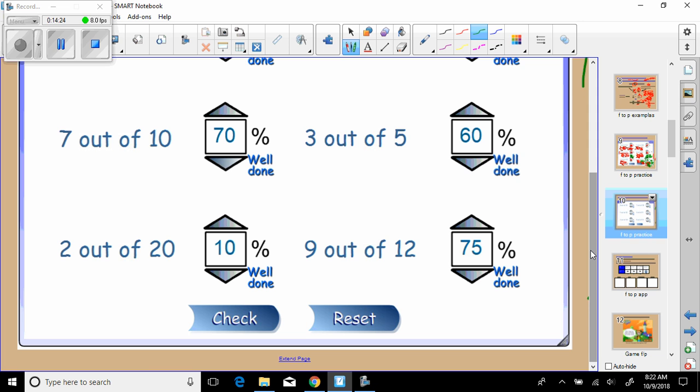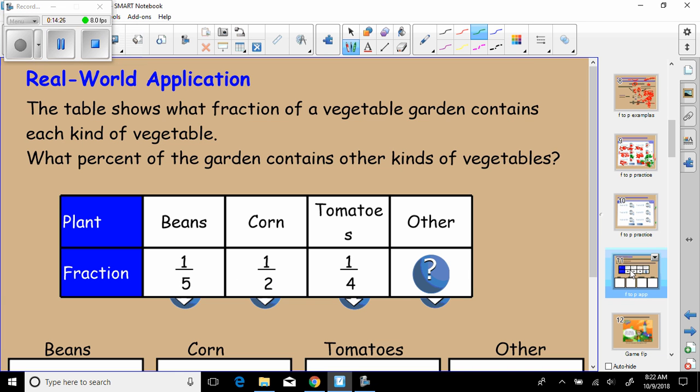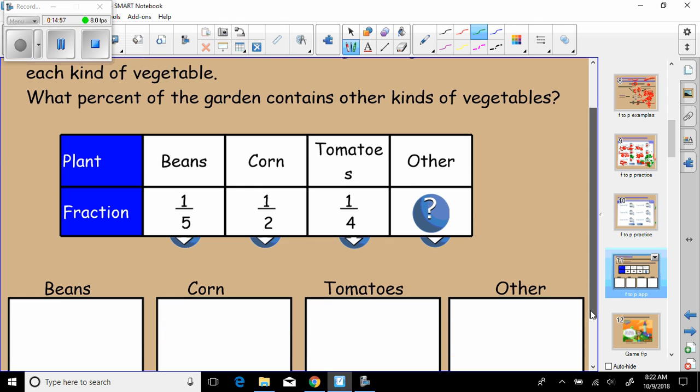All right. And the very last thing we're going to do is we're going to apply it. Okay, how can we use this? Why do we need this? So if you look at the table shows what fraction of a vegetable. So we have beans, corn, tomatoes, and other. So what fraction of a vegetable garden contains each kind of vegetable? How are we going to change that to a percent? What percent? So here we have beans. Beans is 1/5.